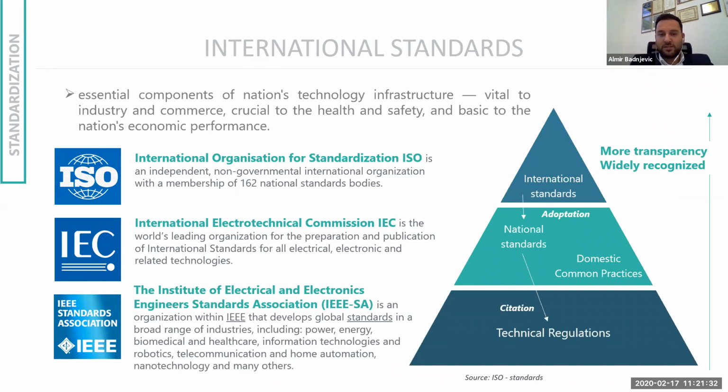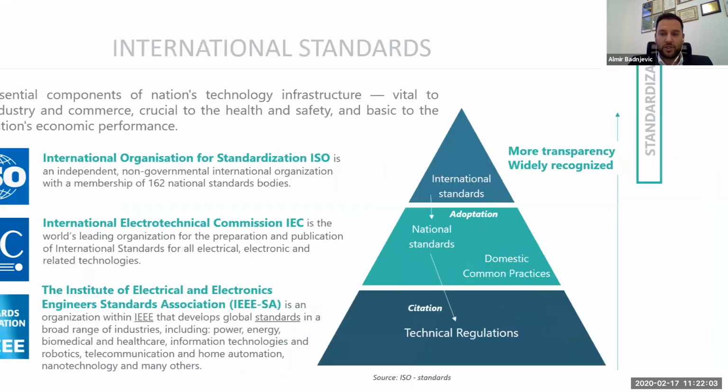All kinds of standards, when it is on the international level, each country does some kind of adoption. Mostly it is just a translation into your language. Then it's called national standards. After that, those national standards can become some kind of domestic common practices. So if we want to make some kind of technical regulation at the national level, we have to use the national standards and the different kinds of those domestic common practices. And then we are getting those technical regulations.